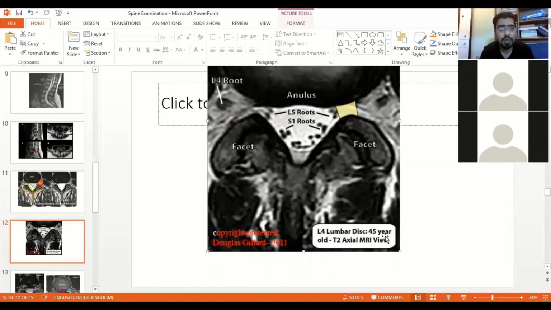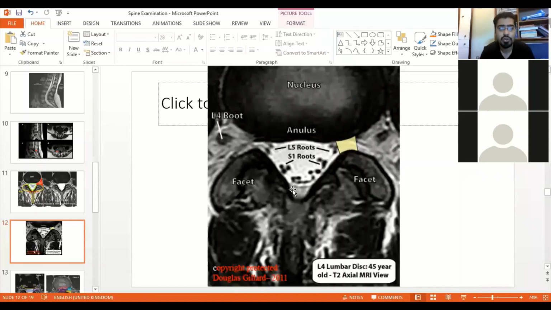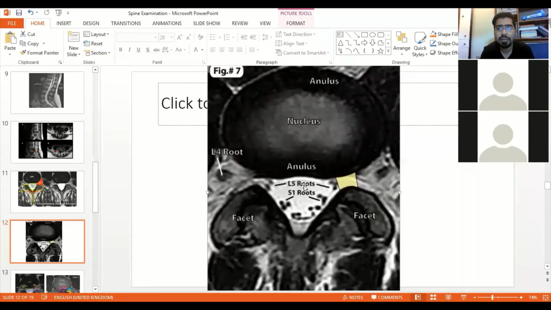L4 lumbar disc, 45-year-old man, T2 axial weighted image. So you see, whitish shadow over here.